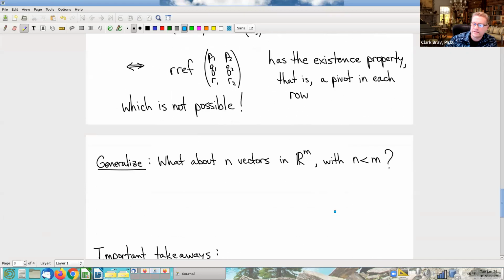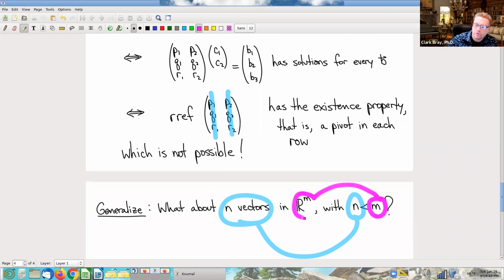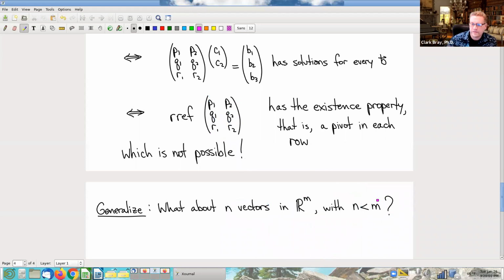And then notice down here, same thing. Here we have tall, skinny matrices. And it generalizes in kind of the same way. It boils down here to the number of vectors that you have represents the number of columns. And as long as there are more coordinates in each vector, and therefore more rows, then there's going to be a row with no pivot, and therefore not possible to have the existence property. Okay, so the algebraic arguments generalize wonderfully.